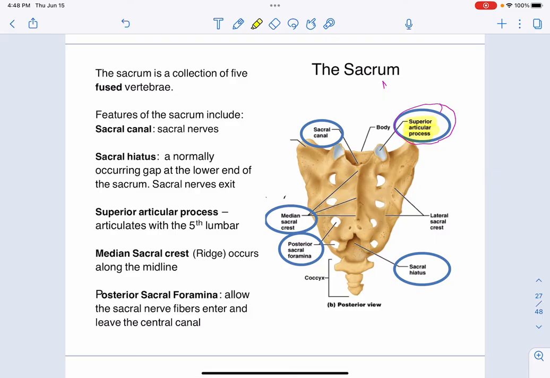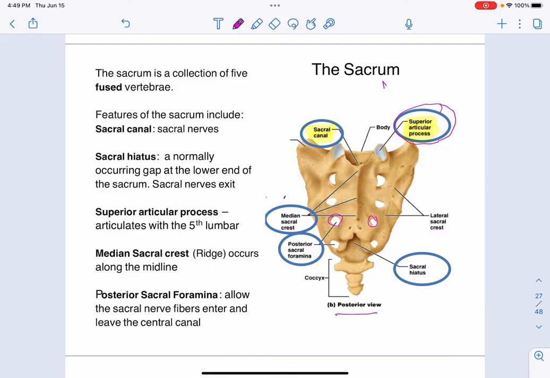So I'm going to highlight, although I have them circled, the features that I want you to know. The sacral canal is where the end of the spinal cord is going to run through. And you will see sacral foramina on each side of the sacrum. If you're looking at a posterior view, these would be called the posterior sacral foramina. And if you're looking at the anterior view, they would be the anterior sacral foramina. And those are holes where spinal nerves are going to pass through.